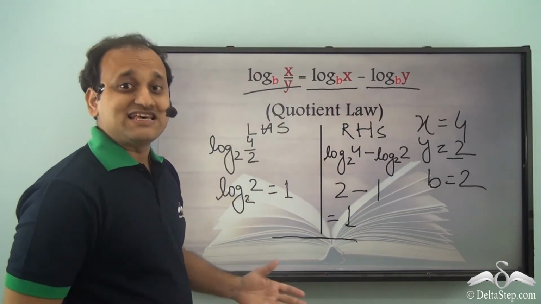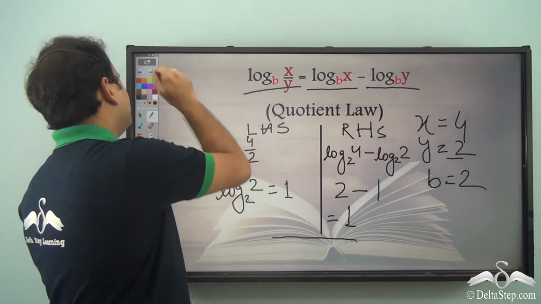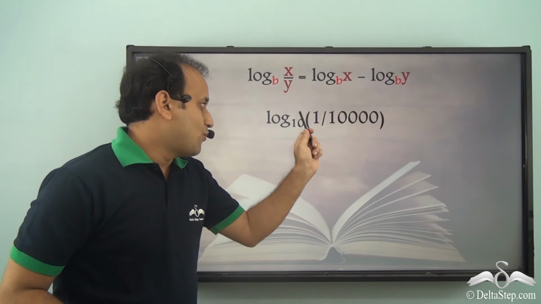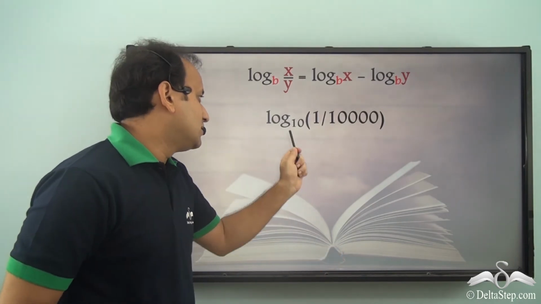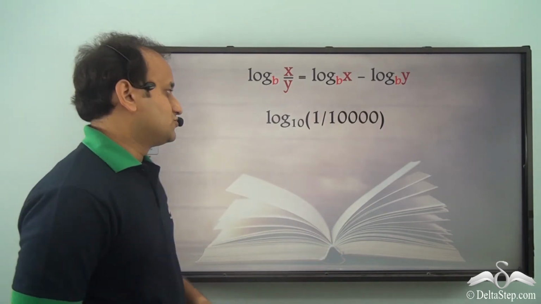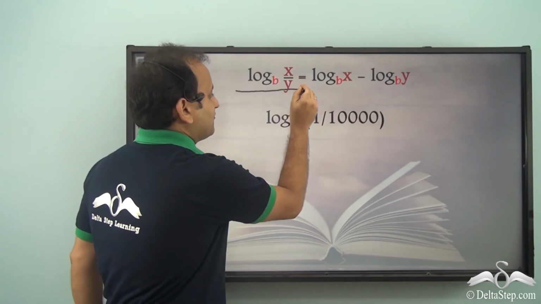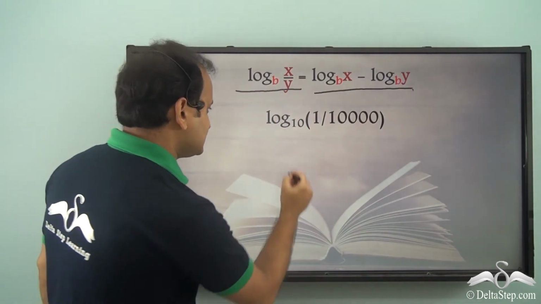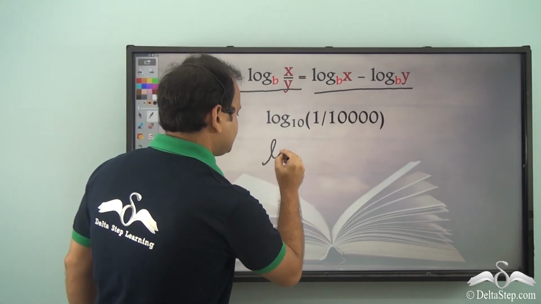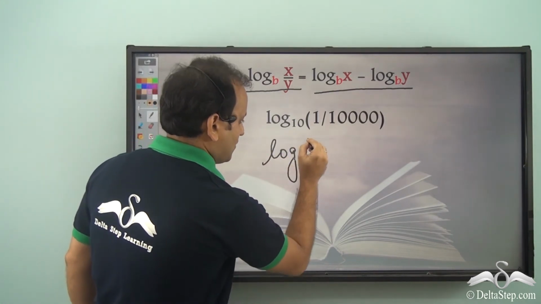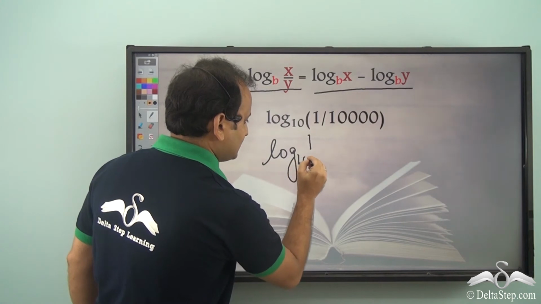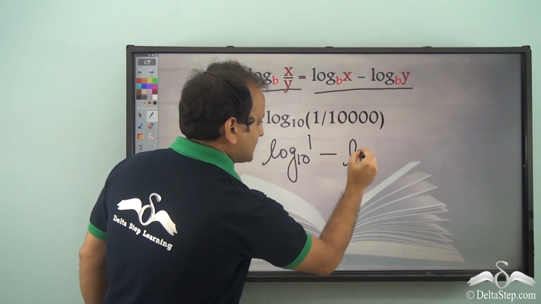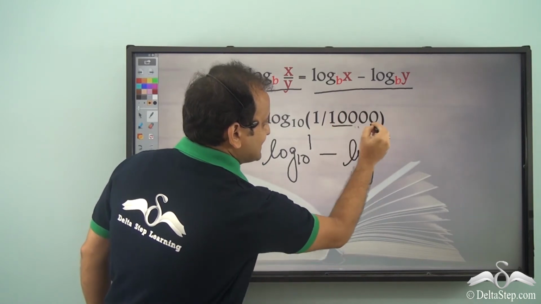So now let's help Sam solve this particular problem. He has log 1 by 10,000 to the base 10. So this is in the quotient format, and we can write it as log 1 to the base 10 minus log 10,000 to the base 10.